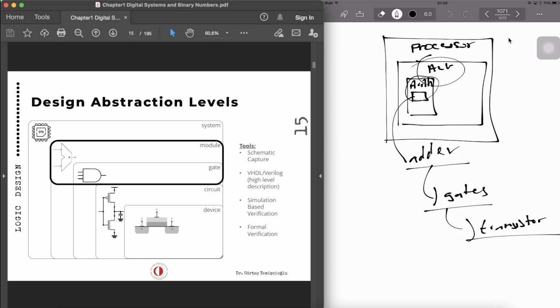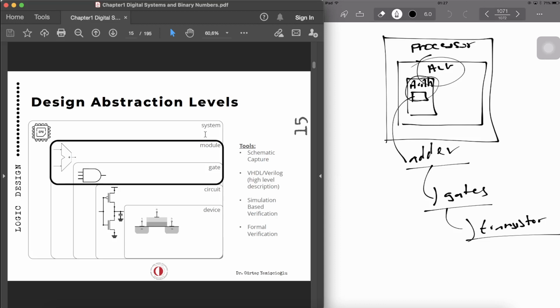Okay, so these are the abstraction levels that we need to take care of. And what we are interested in, again, is the gate design and the module design. We don't care about the circuit or device level or the system level. Circuit and device is a 4th year course. System level, where we just use a microcontroller or a microprocessor, is a 3rd year course, 347, which you can take next term.